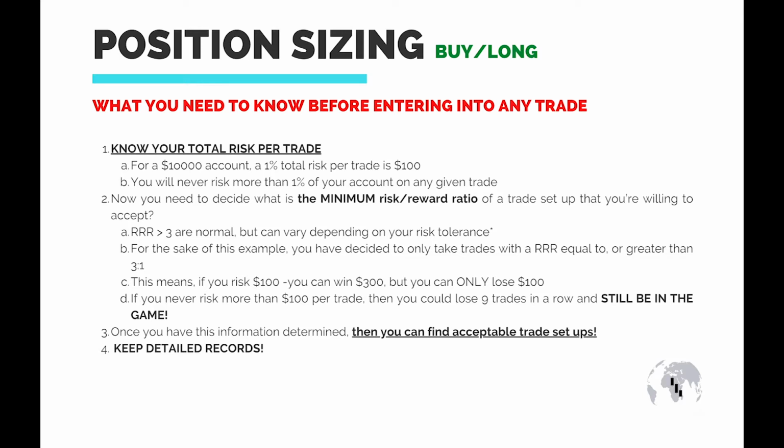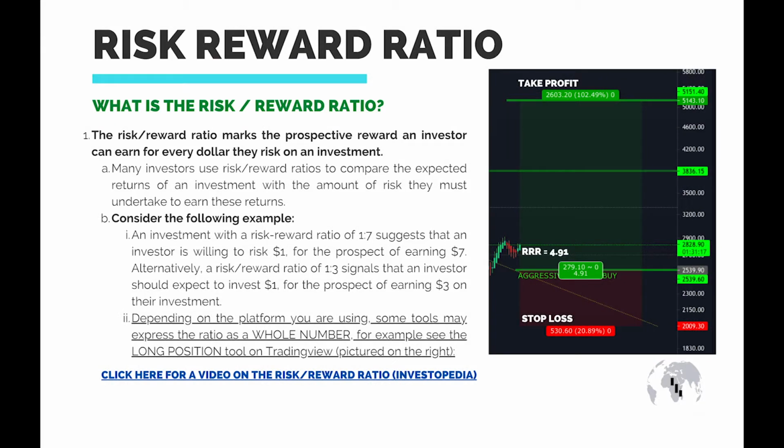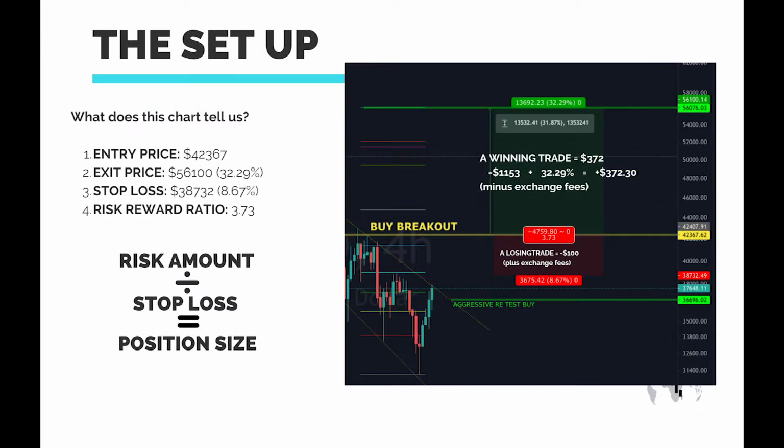Another is your acceptable risk to reward ratio. For this lesson, our minimum risk reward ratio that we need to see before entering any trade will be 3. This means that for a trade to meet our standards, the projected target must give us a return of at least 3 to 1, meaning we'll risk $100 to make $300.